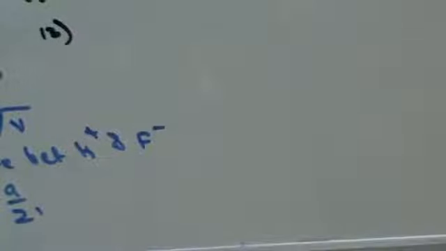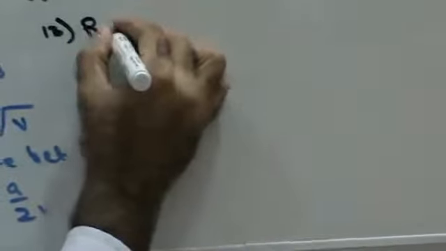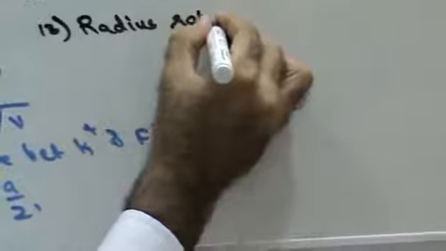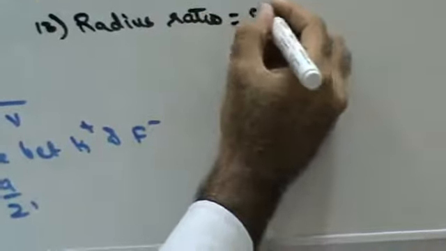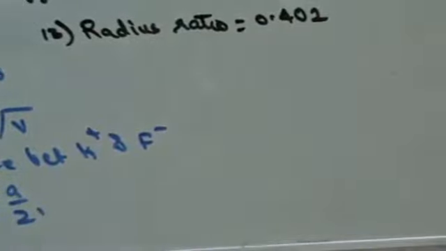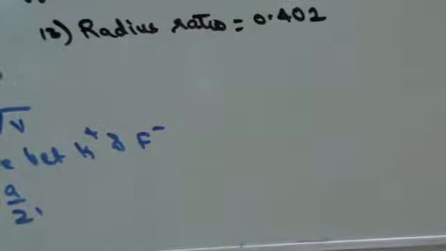Next, let's see another sum, guys. Why does zinc sulfide, whose radius ratio is 0.402, not crystallize in the NaCl type structure?